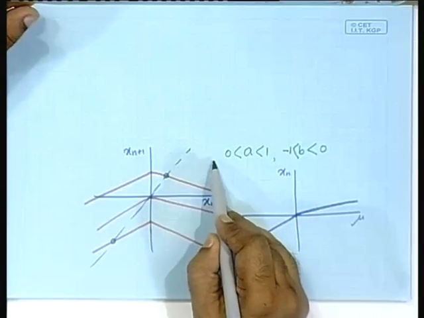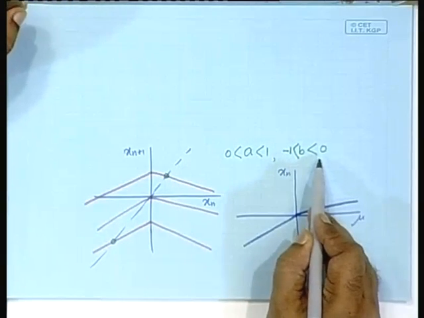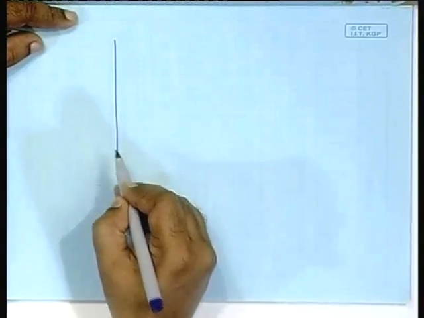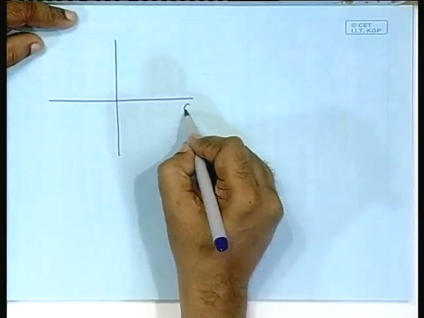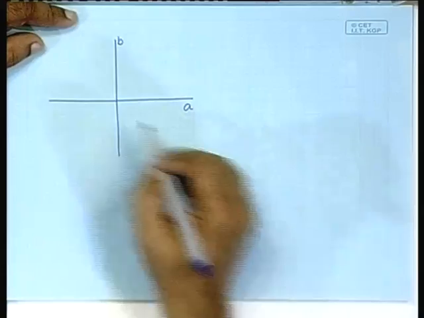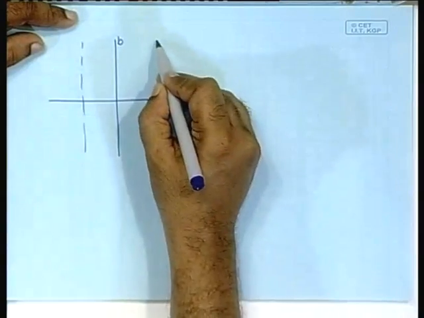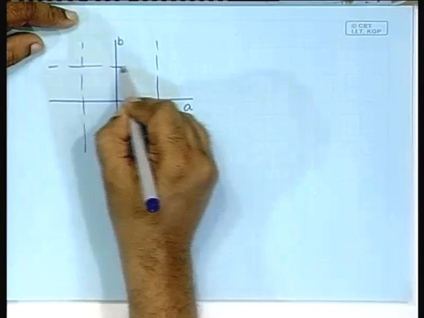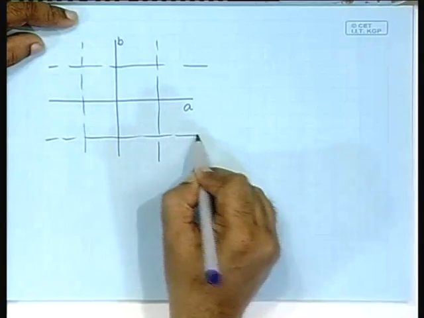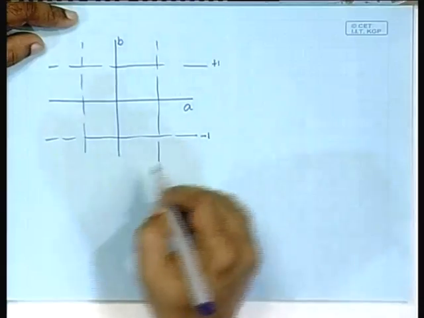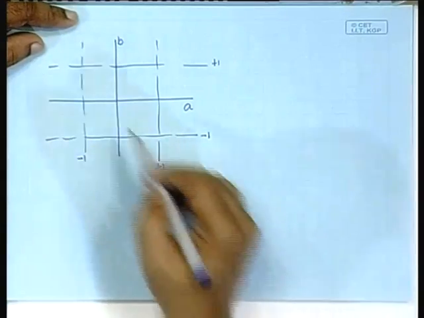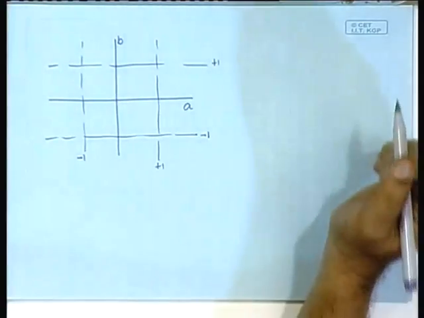It is not difficult to see that such situations will occur where A lies between -1 and 1 and B also lies between -1 and 1. Okay. So, we might draw a parameter space with A and B as the axes, and we would say that if the parameters are chosen within the box given by -1 to +1 and -1 to +1, then the fixed point will remain a fixed point.